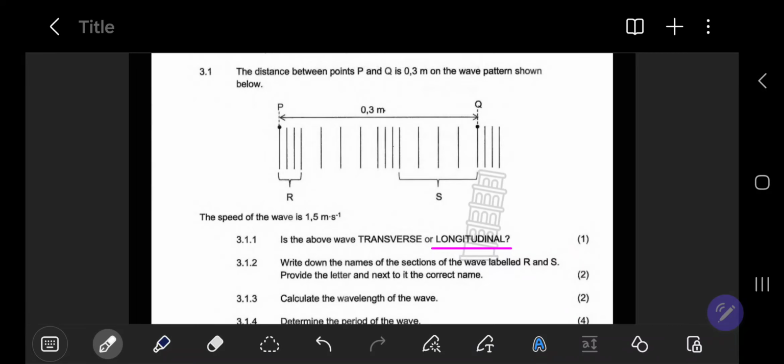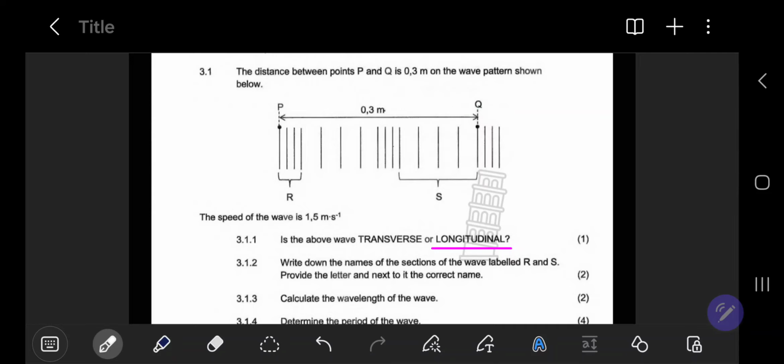So what does wavelength represent? Wavelength is the distance that it takes to make one wave. And we are given a distance on our diagram. We are given 0.3 meters. But what we notice here is that this 0.3 meters covers two waves.